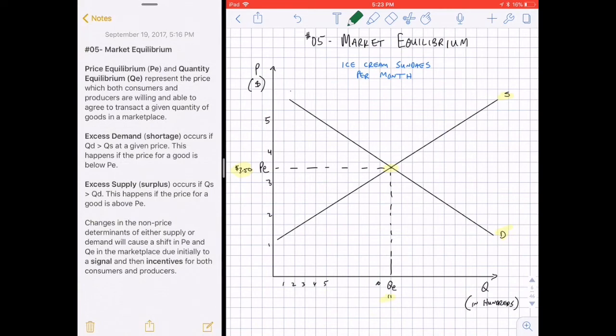So I want to show you one, but please note there are multiple ways that if the curve increases or decreases that you would see. If you think about the non-price determinants of demand, one thing that could increase or decrease demand for ice cream sundaes is whether or not tastes and preferences for that particular good changed because of something going on in the marketplace.